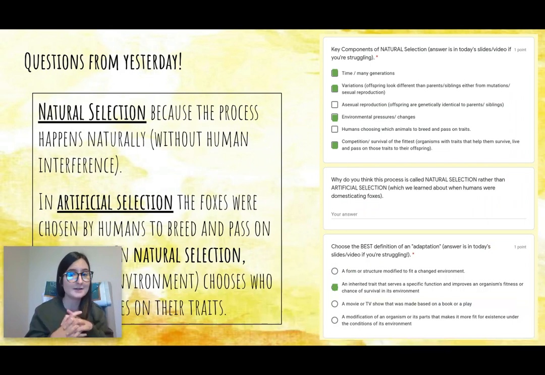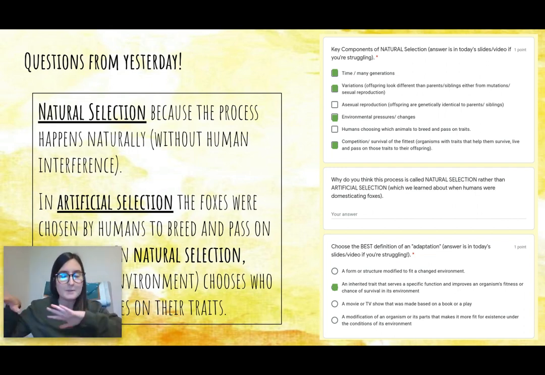Asexual reproduction, that is not one, because asexual reproduction makes offspring that all look identical. Again, if they all look identical and something's killing them, they're all going to die. So we don't want that. There has to be some kind of environmental pressures or some kind of changes, something forcing them to go one way or the other, something forcing them so that tan mice are doing better than gray mice, or dark moths are doing better than light moths, or something with our foxes.